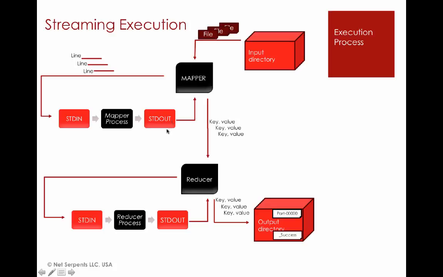It will send its output to standard output, which is again collected by the mapper, and the mapper sends the output and key value pairs to the reducer. The reducer then sends its input to the reducer process through standard input, and the reducer process churns out to standard output whatever it sends out as key value pairs, which finally end up in output directories by Hadoop.